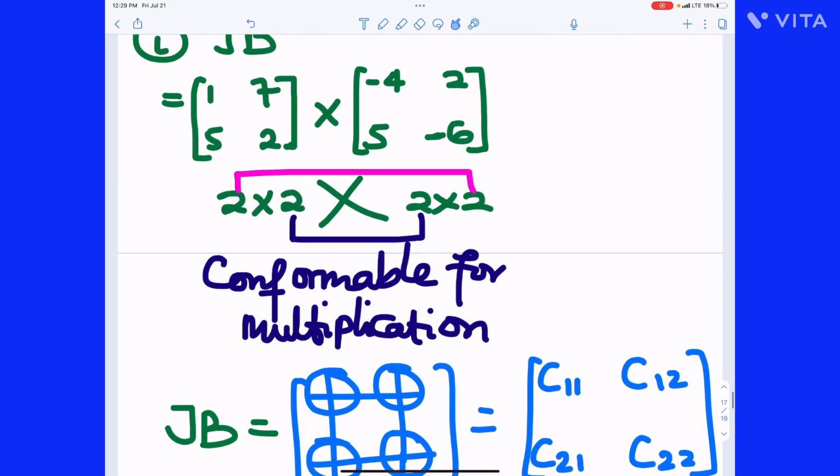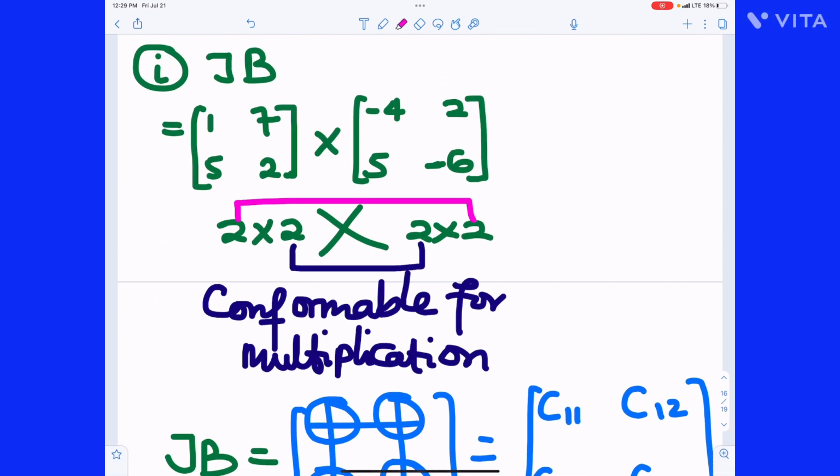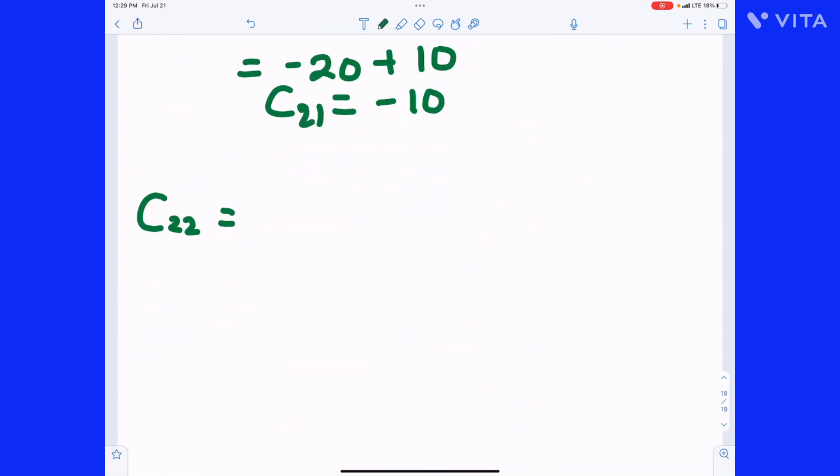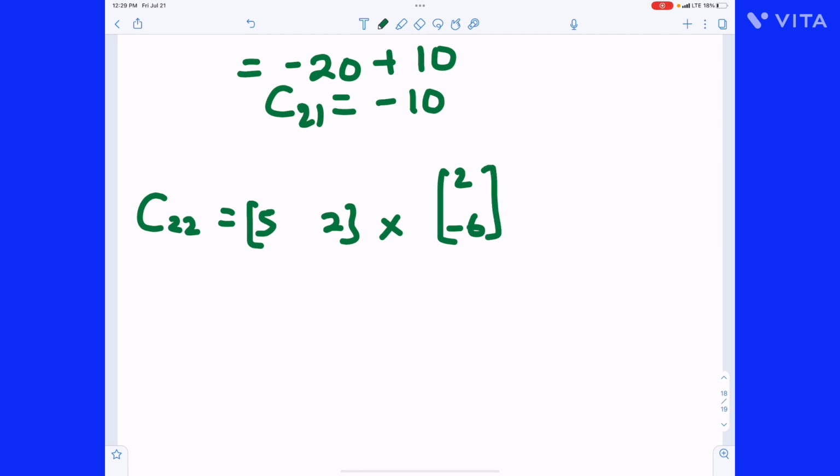I'll multiply the second row in J by the second column in what? B. So I'm doing 5, 2 times 2 minus 6. Take note of the arrangement. 5, 2 times 2 minus 6. That gives me 5 times 2 plus 2 times minus 6.